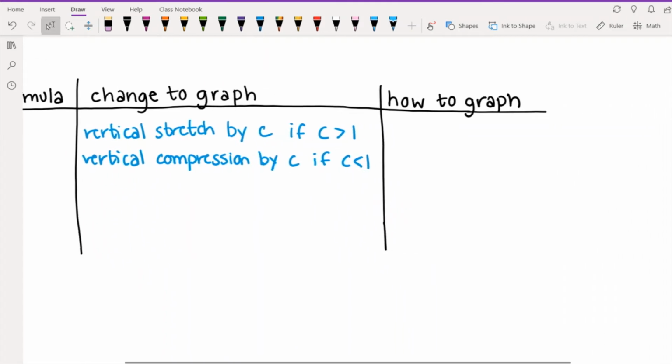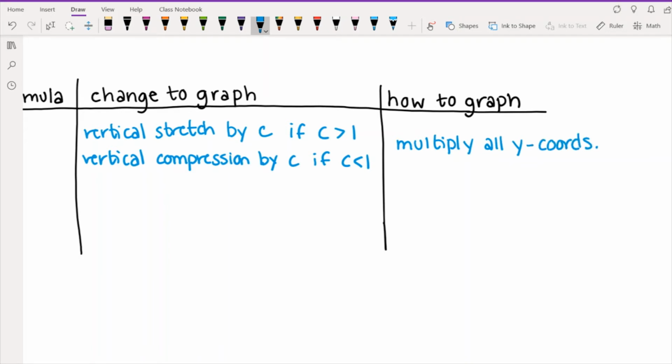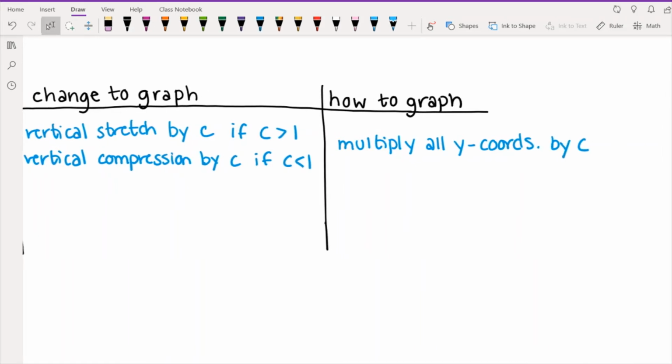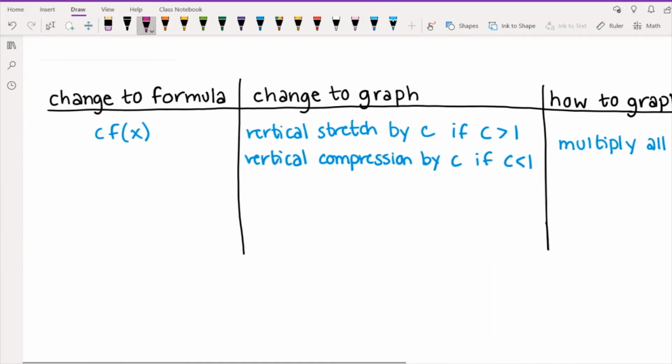So how would you actually do these in the graph? Well, in either case, you're just multiplying all y coordinates by whatever that number is, by c. So again, if it's 2, like what we just did, everything gets twice as tall. If it's 1/4, then every point is going to become 1/4 of its original height, so it'll get smushed downward. Now, on the other hand, when you're doing a horizontal stretch or compression, that's where things get a little confusing. That's where they don't work exactly the way you would expect.